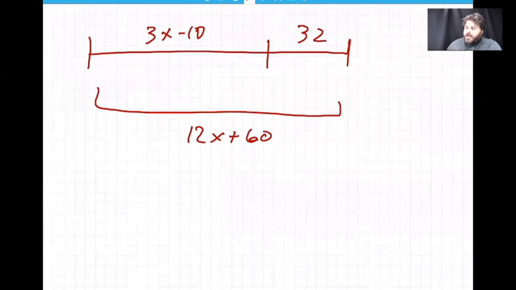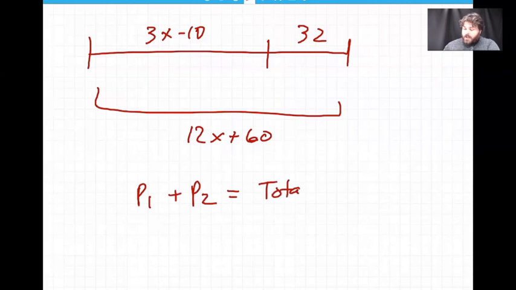Okay, so the idea is that the whole thing is equal to the sum of its parts. So the first part plus the second part equals the total. So what does that mean? The first part, so part 1 plus part 2 equals the total. That's my equation. Of course, we don't want p's and the word total in there. We want expressions. So you just write in your expressions.